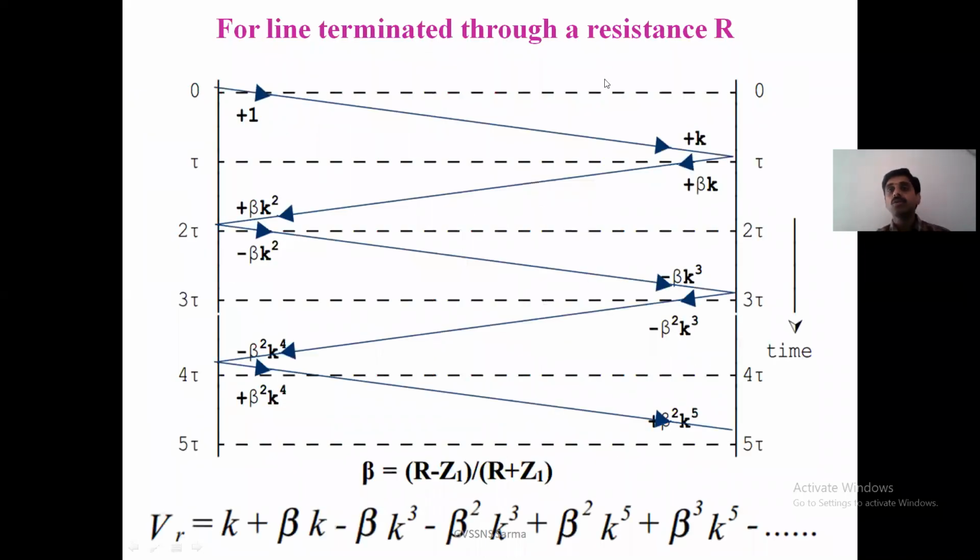Now if the line is terminated through a resistance R, not an open circuited line, it is infinite with the resistance R. 1 is the magnitude of the wave traveling incident here. It is multiplied with K, the attenuation factor. At this position, as I said, there is a reflection coefficient beta. So K is multiplied with beta, and beta K is reflected back. During this process, it is multiplied by attenuation factor K, and it becomes beta into K square.